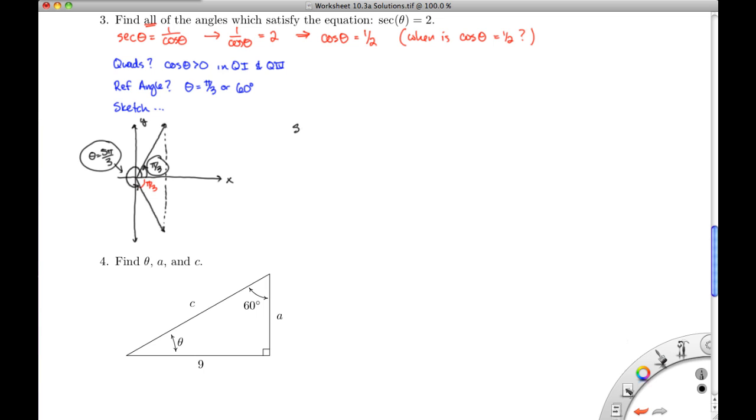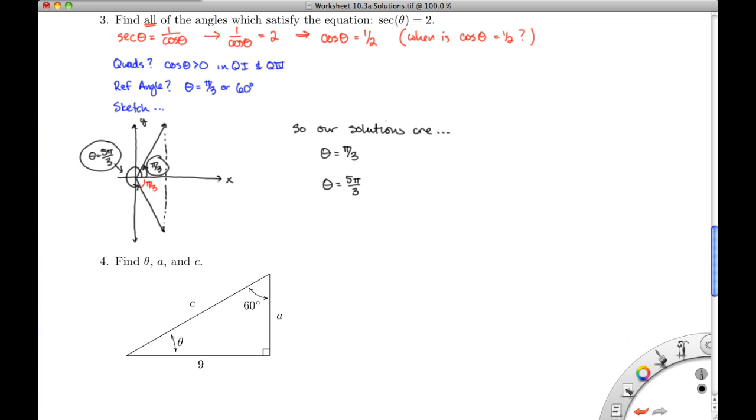So our solutions are, one is theta equals pi over 3. The other one is theta equals 5 pi over 3.